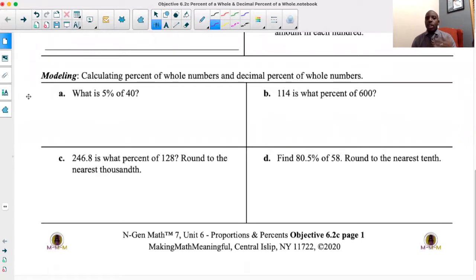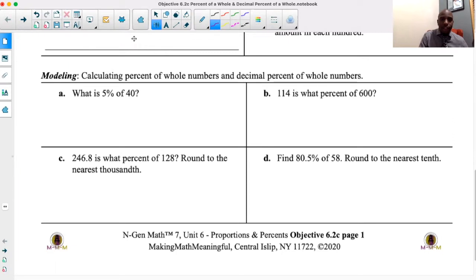Now, we could do the technique we learned on 6.2 here, right? Not 6.28, 6.2 itself: turn the percent into a decimal, multiply by 40. But instead, I want to show you the same technique we did in the bell work. How does that technique of doing fractions apply in this situation?